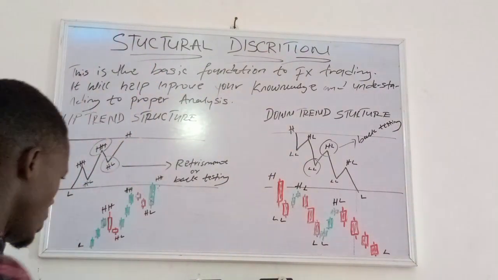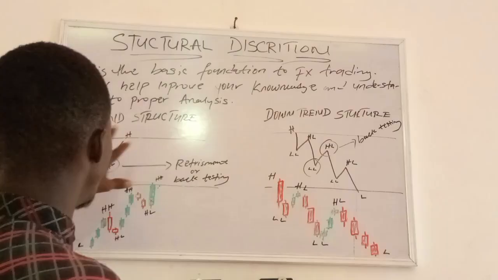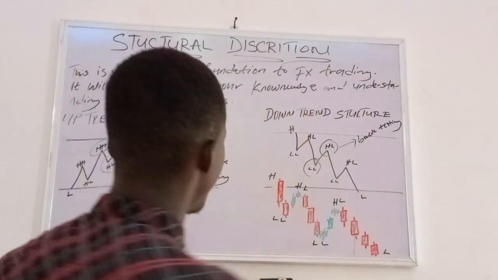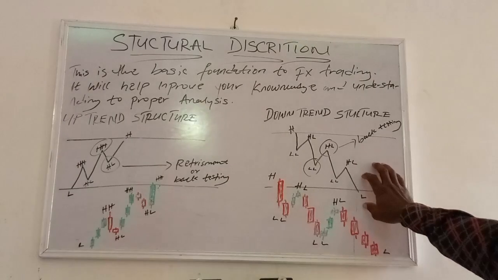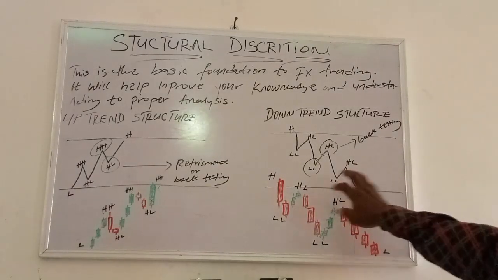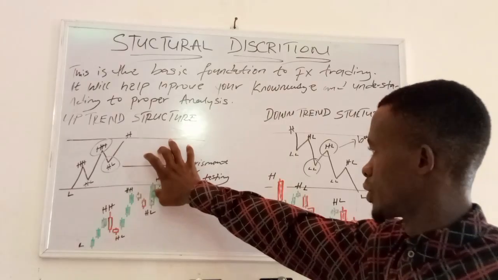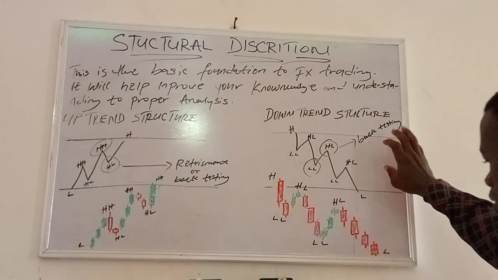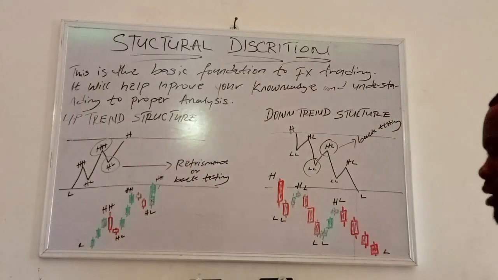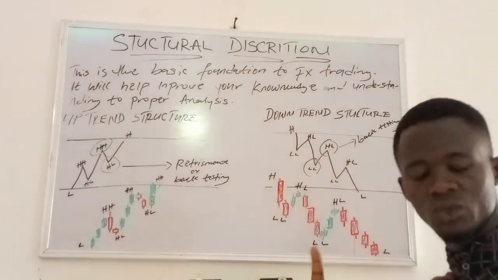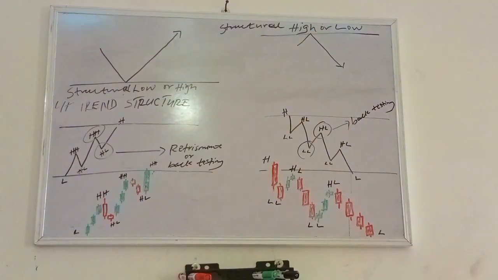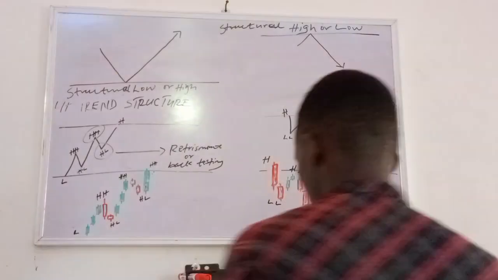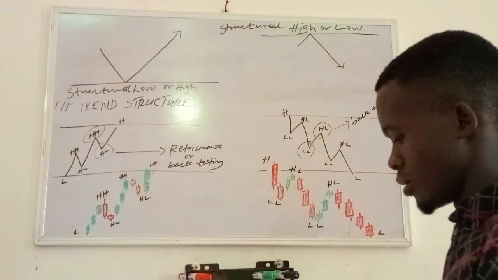Now we have this uptrend here, and we also have this downtrend on the left-hand side. This is the uptrend structure, and this is the downtrend structure. Right? I'm going to take my wiper. Excuse me. Alright, we are back again. Sorry for the delay. Okay, let's go now.